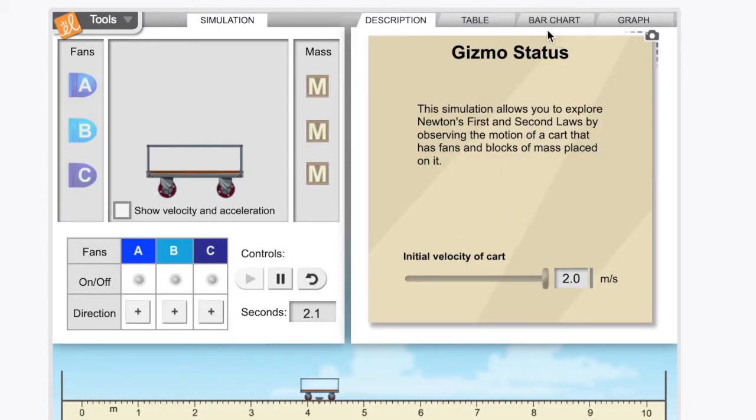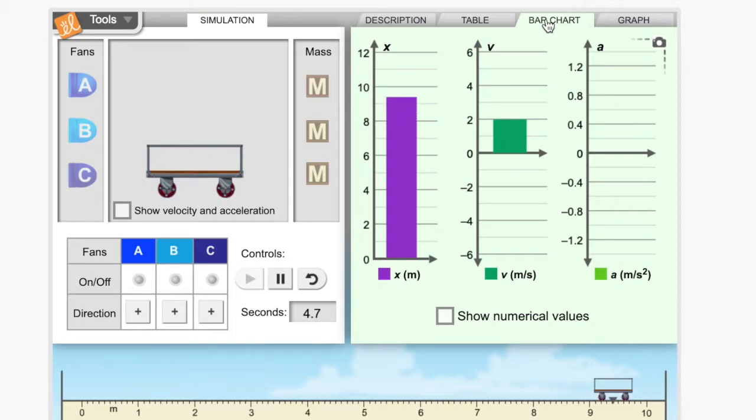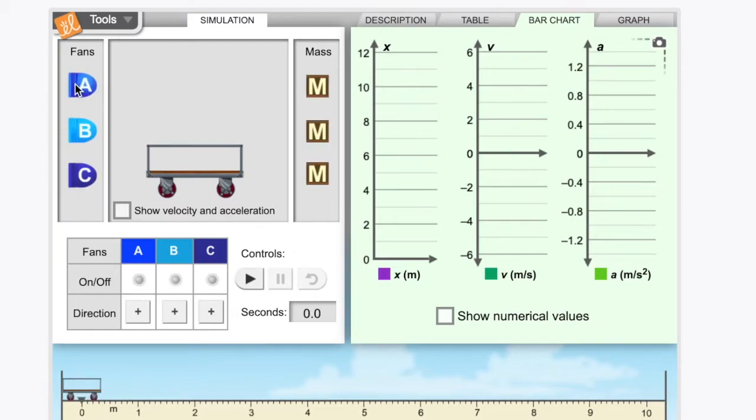What do we notice about the velocity? Notice the velocity stays the same the whole time. You can reset, do that again. The velocity stays the same, the acceleration is 0. Interesting. Okay, now we're going to reset. Place 2 fans in the cart and point them in opposite directions. Reset. I'm going to put A there and B. I'm going to switch the direction of B.